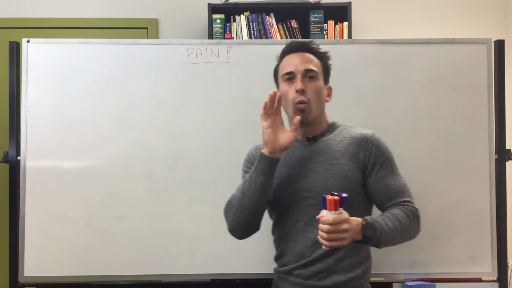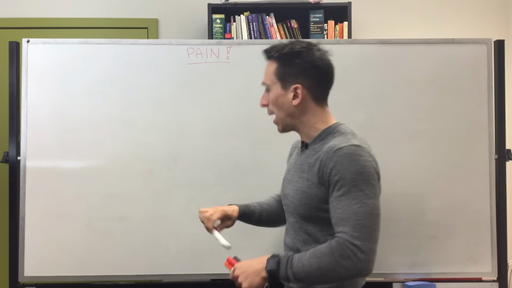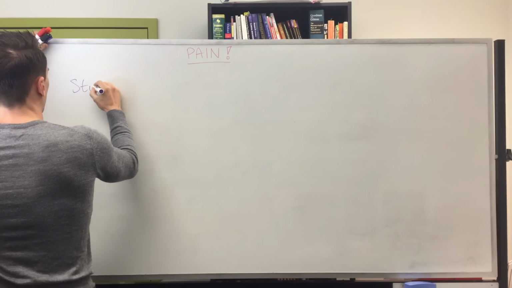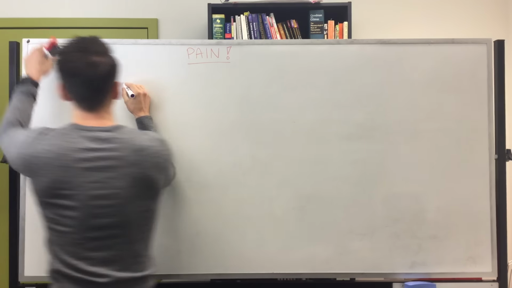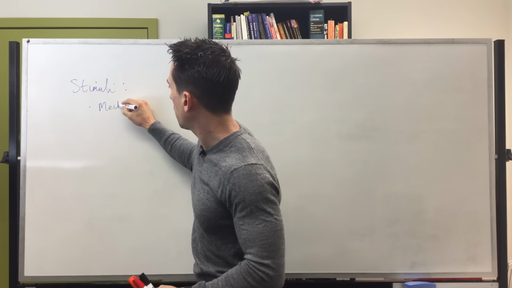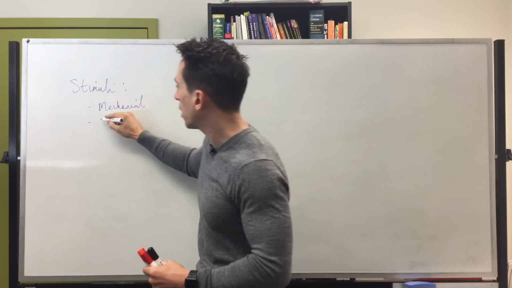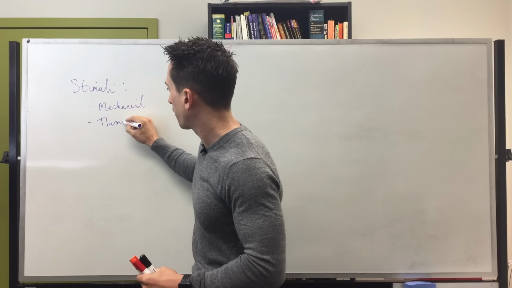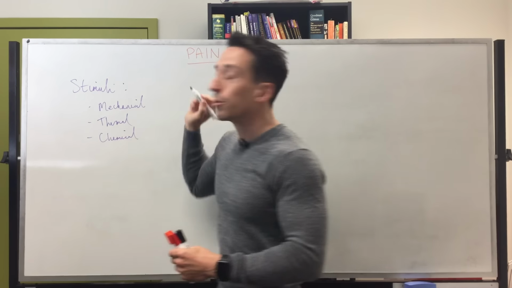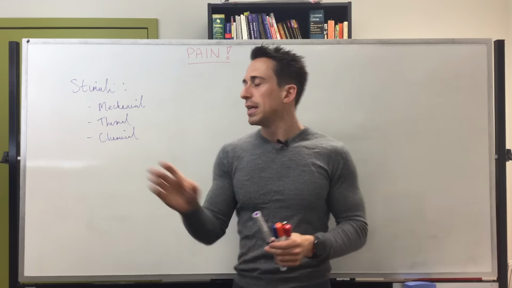So what type of stimuli triggers pain? That's the next question. Well, pain can be triggered by mechanical stimuli. Pain can be triggered by thermal stimuli, so temperature, or it can be triggered by chemical stimuli. So mechanical, thermal, and chemical are the three stimuli for pain.